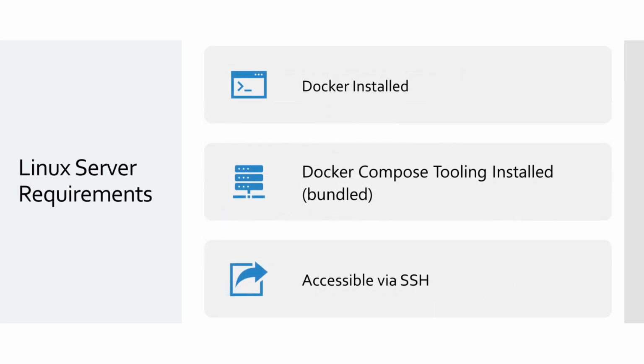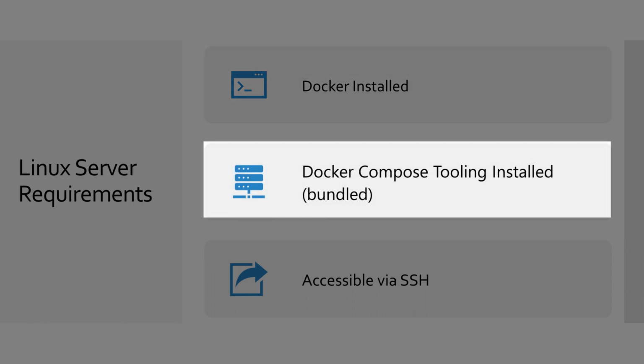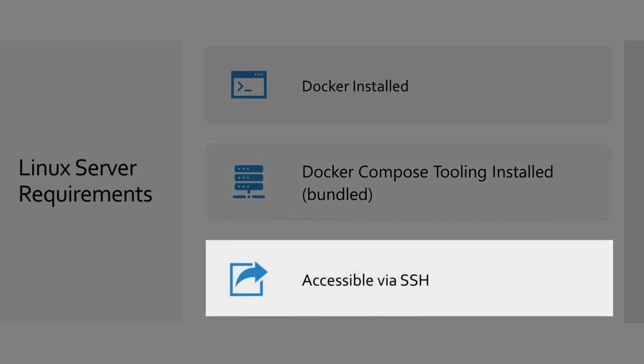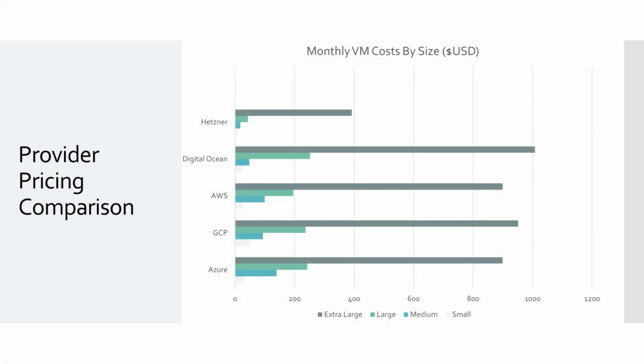Which leads us to the Linux server setup itself. The good thing about this approach is that provided that Docker has been installed, Docker Compose tooling is available, and your server is accessible via SSH, you can choose whichever Linux distribution is best suited to your needs. It also means you have a wide variety of providers to choose from when it comes to hosting that server.